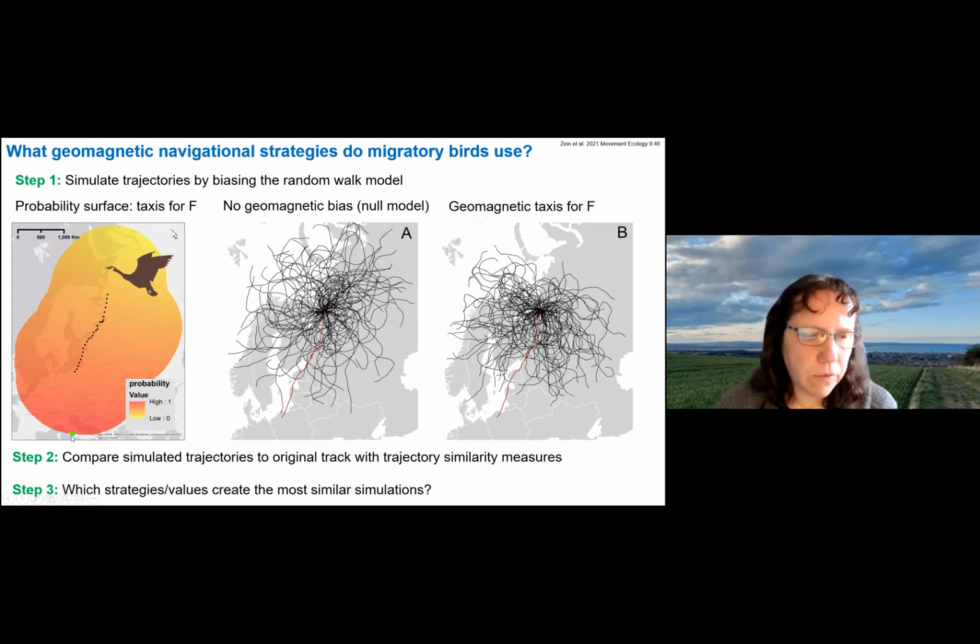So here I have a probability surface for geomagnetic taxis for the lowest value of intensity. So wherever the bird is, it's more likely to be moving towards this point than somewhere else. And if you put that into the random walk model, your simulations sort of start trending towards the end of this trajectory. And we did this for all the strategies and all the values and created thousands of simulations. And then we calculated the similarity of these black lines to the actual data. And then we looked at the ones that had the best similarities. So which were the strategies and which geomagnetic values we used in these strategies that were the most similar to what is actually happening.